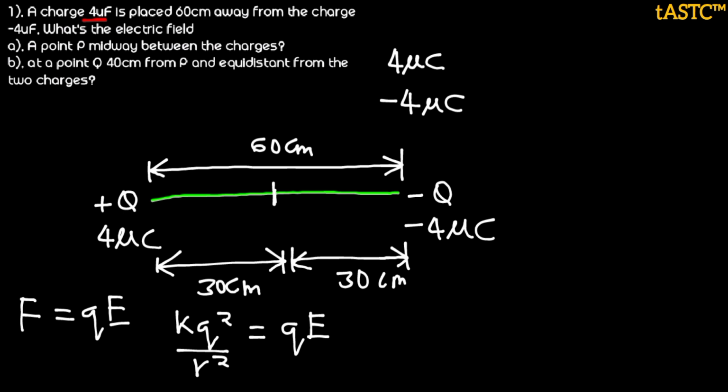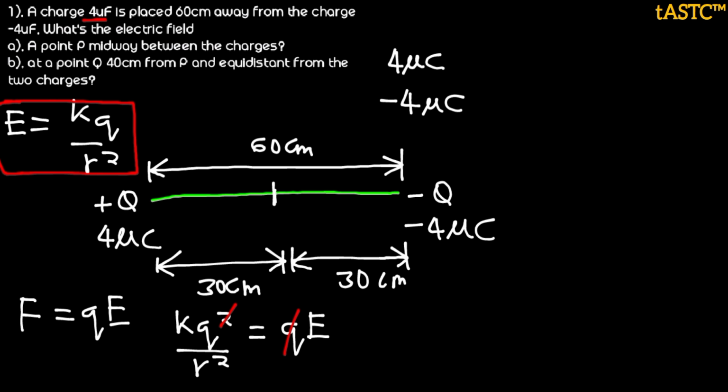Now from here we can see that the charge on the right hand side is just going to take out one of it on the other side. So in this case we're going to have E, the electric field, equal to KQ divided by R squared. This is a very useful formula, so you just need to really hold it close to you. And we're going to use it to solve this question.